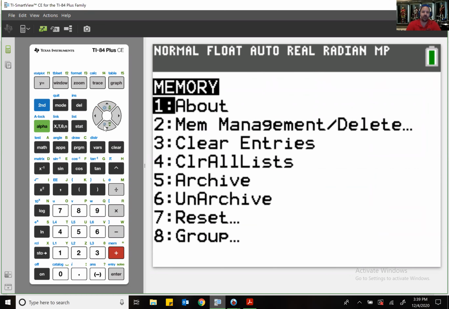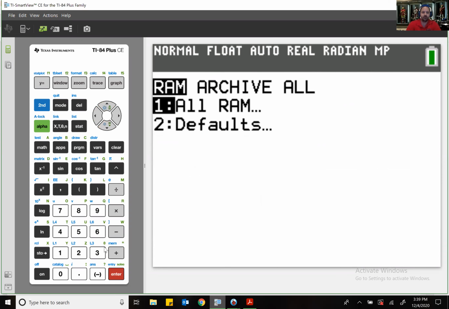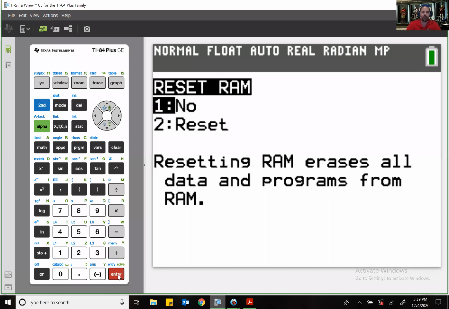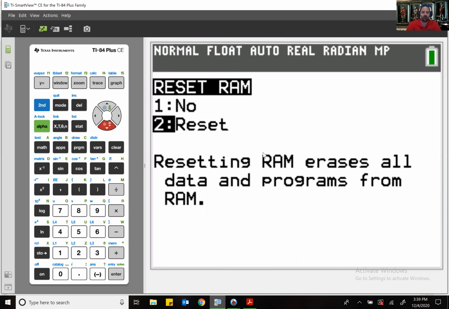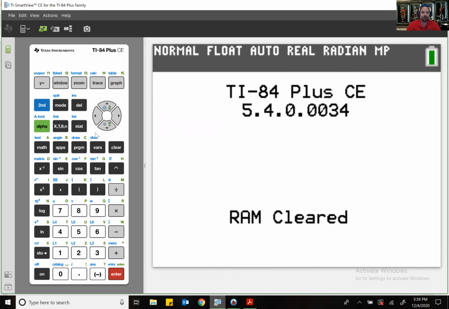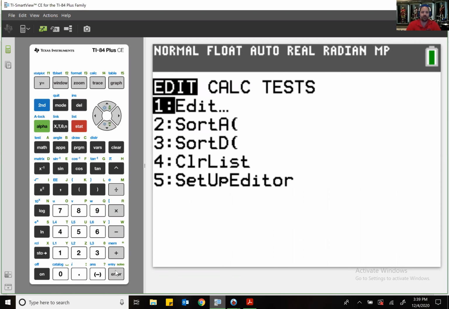So let's just go back. I'll just do an entire reset of my calculator. So we'll just say all. Only do this if you have programs in here, just so you know, stuff that you put under programs. Don't do the reset of the RAM because it will delete all of them. So now my list should be back to normal.